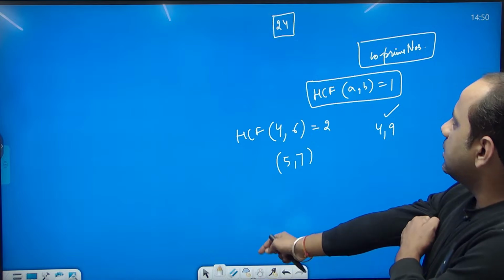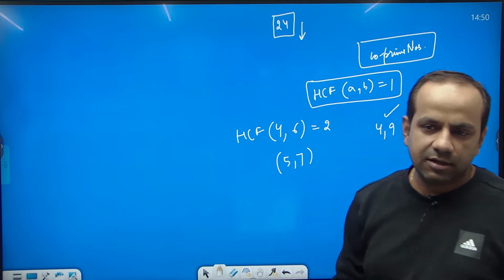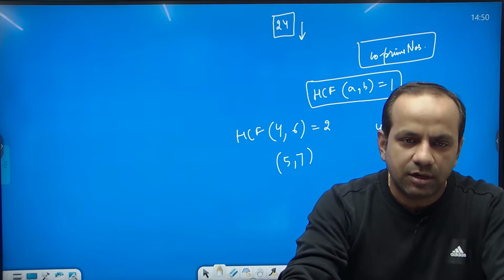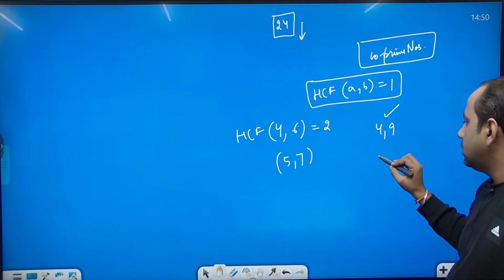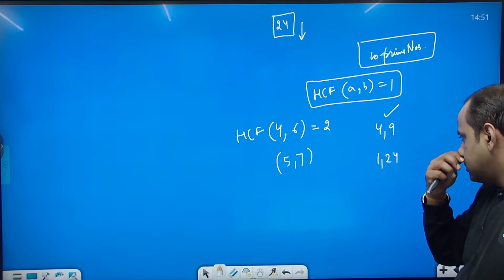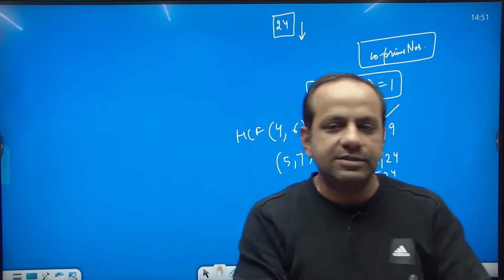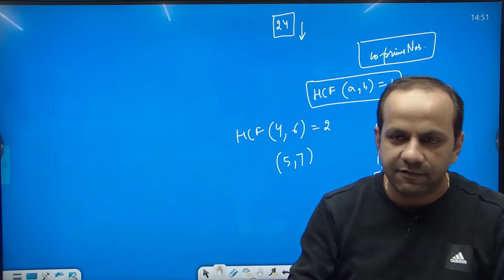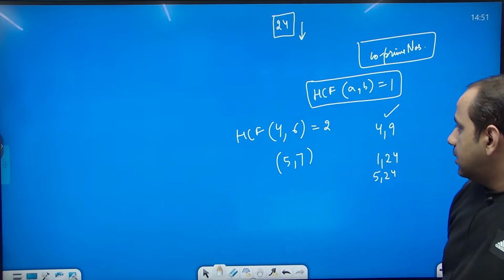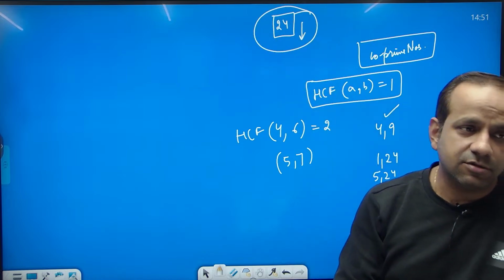Can you tell me how many numbers less than 24 are there which are coprime to 24? Calculate. How many numbers are there which are less than 24 and coprime to 24? Like 1 is coprime to 24, 2, 3, then 5 is coprime to 24. This way you have to tell me how many numbers are there which are less than 24 and coprime to 24. Try it fast. You have to find how many numbers less than 24 are coprime to 24. 7 is not correct.